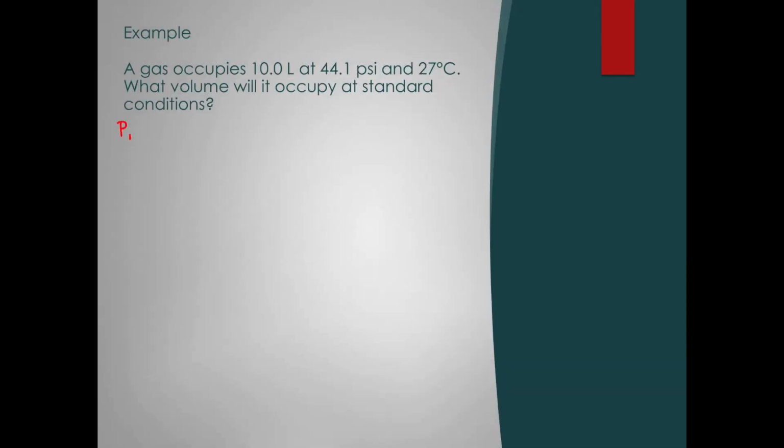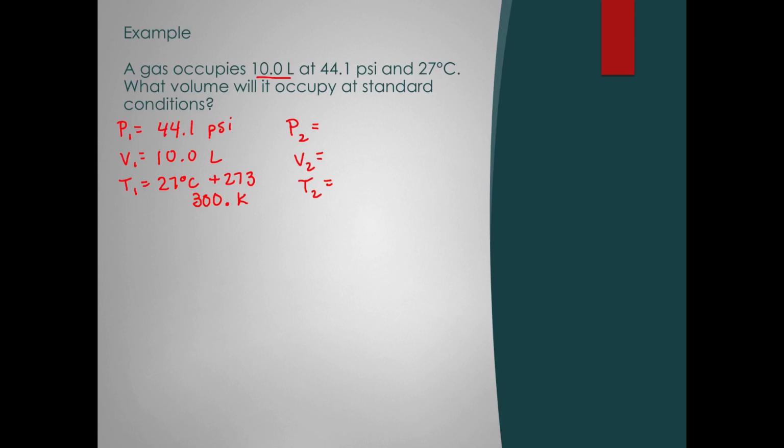So again, we're always going to start off with our variables. And we know that this is a combined gas law problem because it's talking about changing conditions, right? We're starting at one set of conditions and we're going to change to another set of conditions. So we have our initial volume is 10 liters. We have 44.1 psi, and we have 27 degrees Celsius, but we can't use this in Celsius, so we're always going to convert it to Kelvin. So we'll add 273, and that gives us 300 Kelvin. And I'm going to put 300 point Kelvin here to show that I need 3 significant figures.